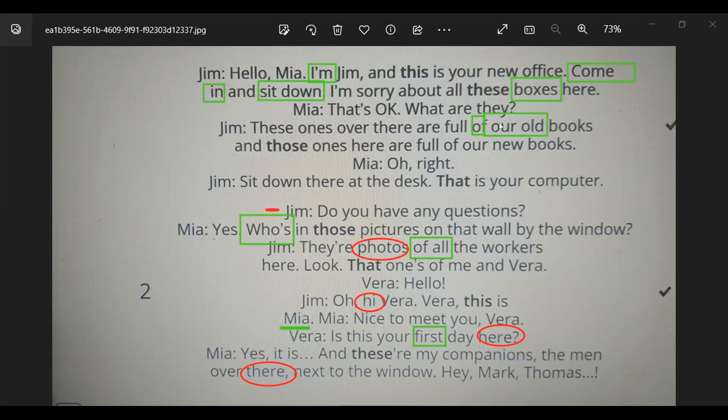Very good. Just let me check. I think, let's see here. Okay, the word, this one. Workers. Their photos of all the workers. Okay, so listen up.